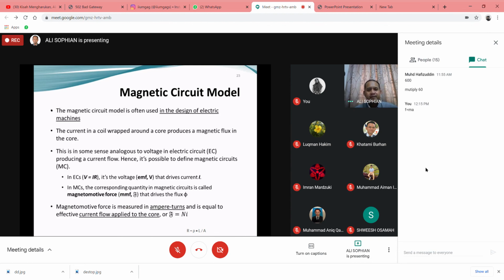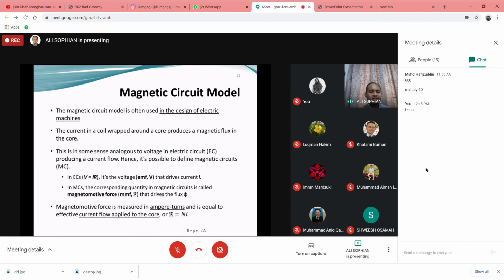Okay, magnetic circuit model. This concept follows the ideas that we have for electrical circuits. So your knowledge of electrical circuits, the Ohm's law for example, will be very useful to understand this as well. The magnetic circuit model is often used in the design of electrical machines, so to do the basic calculation, you can use this.